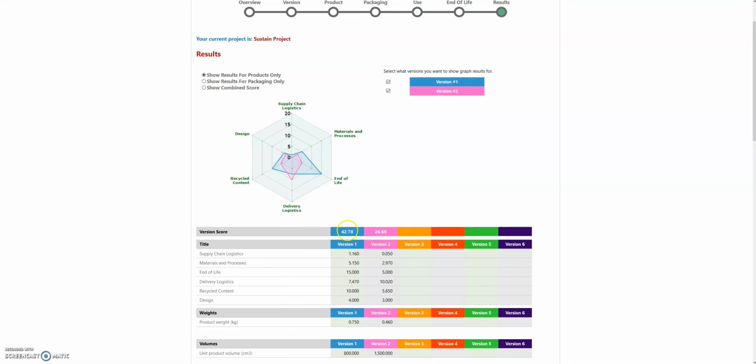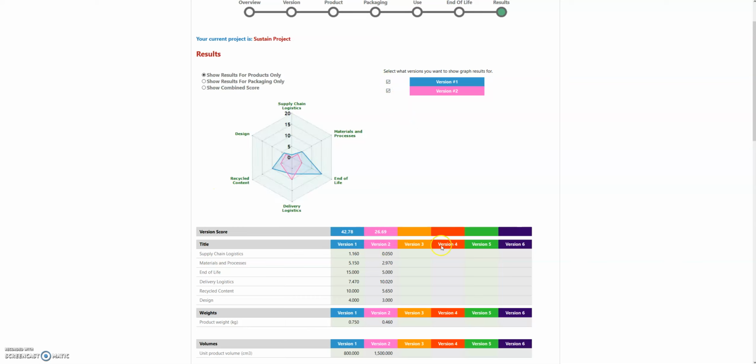So you can see here version 1 score is 42.78, and that will be out of 120, I guess, but we just look at the single score. And version 2 scores 26.69. So version 2 would be considered to be more sustainable than version 1. If you have 6 versions on here and all these are filled, this graph could become a little bit complex, difficult to see. So you can turn each version on and off if you just want to look at them separately.